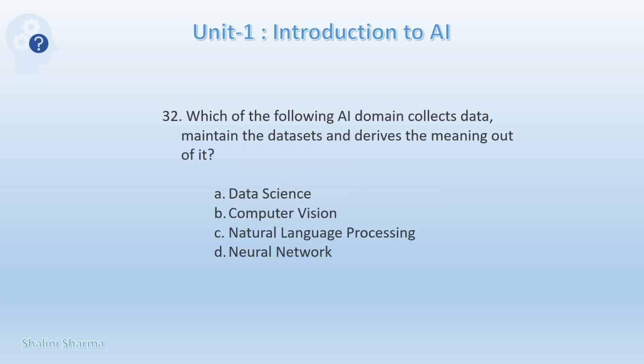Question 32. Which of the following AI domain collects data, maintains the data sets, and derives the meaning out of it? Option A, data science. Option B, computer vision. Option C, natural language processing. Option D, neural networks. Data sciences or statistics is the correct answer for this.